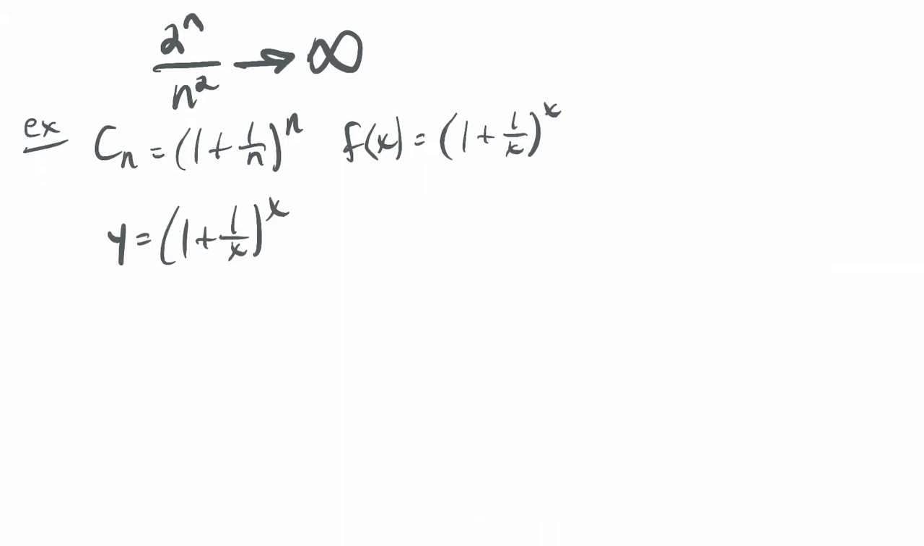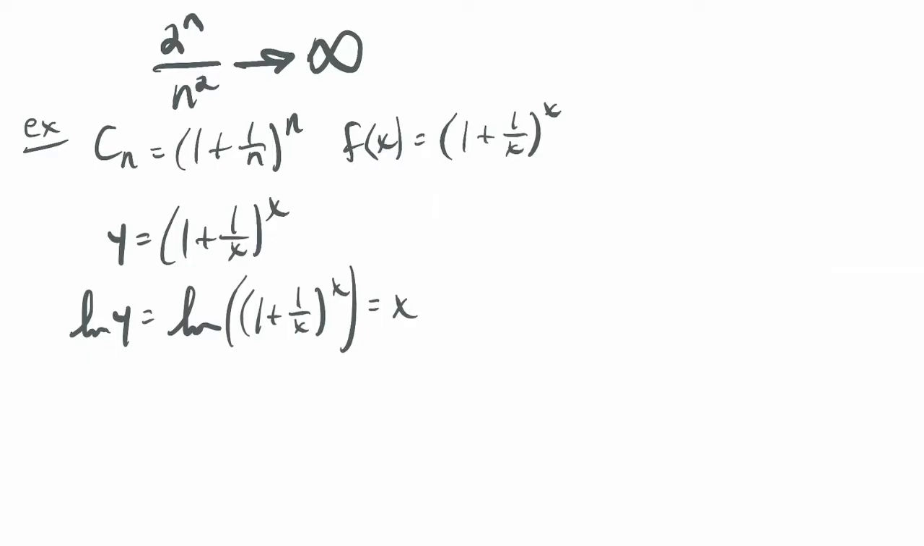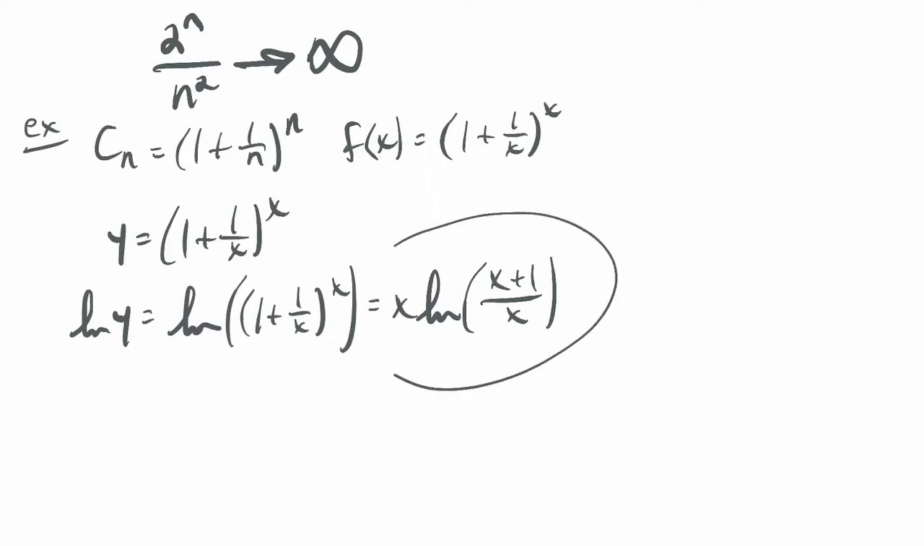Okay, so I'm going to apply the natural logarithm to both sides. So this equals x times ln of 1 plus 1 over x, which, if I want, I could rewrite as x plus 1 over x. That's optional. Yeah, let's do that. I'm not 100% sure if that's going to really help yet, but we can do that. So if I can find the limit of this, I can then use it to find the limit of this.